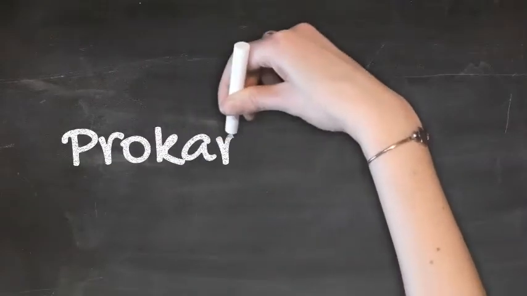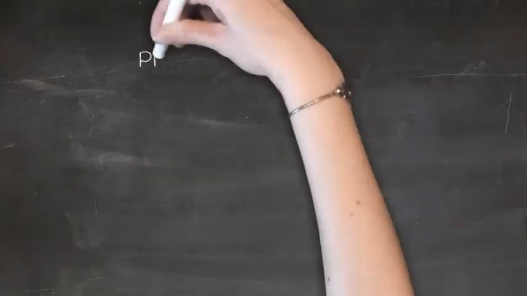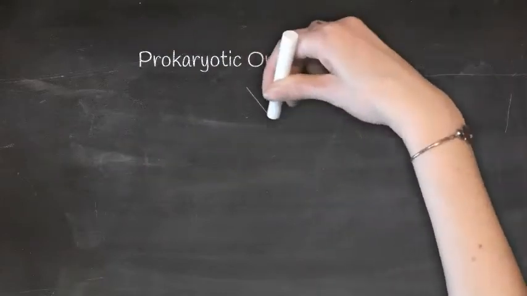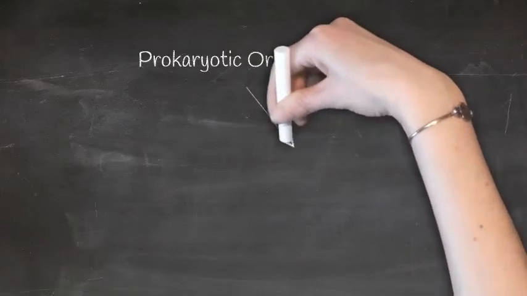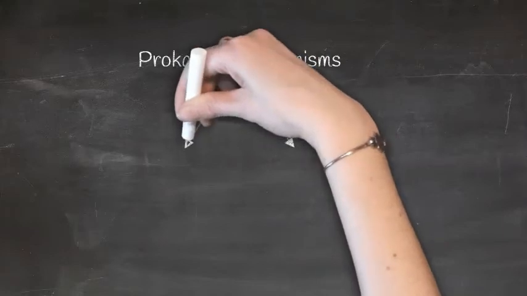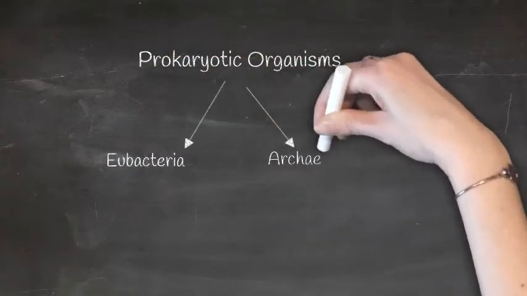This video is going to be about the prokaryotic cells. So, prokaryotic cells, or the prokaryotic organisms, are divided into two major groups. We've got the eubacteria, which includes all bacteria of medical importance. And then we have the archaebacteria, which is a collection of evolutionary distinct organisms.